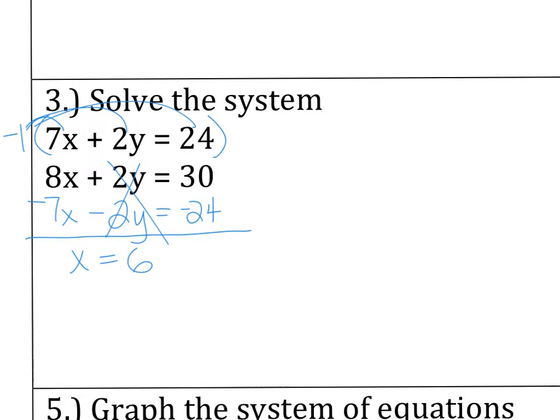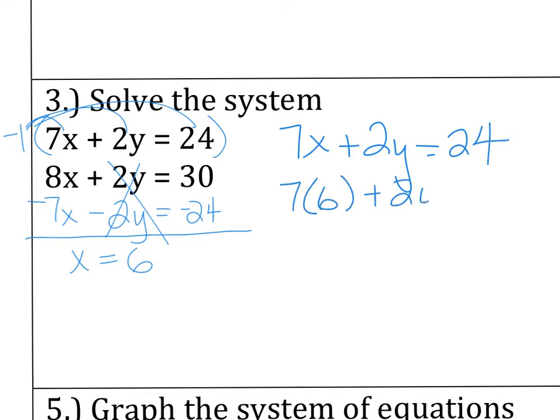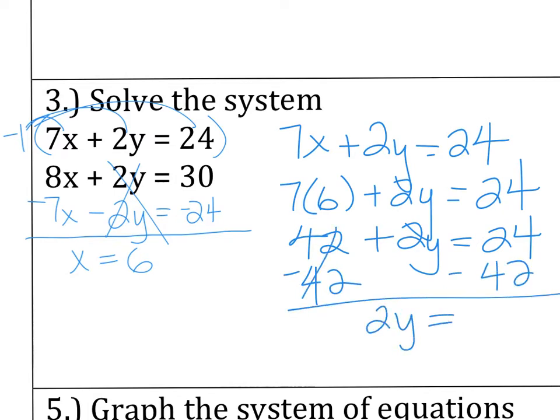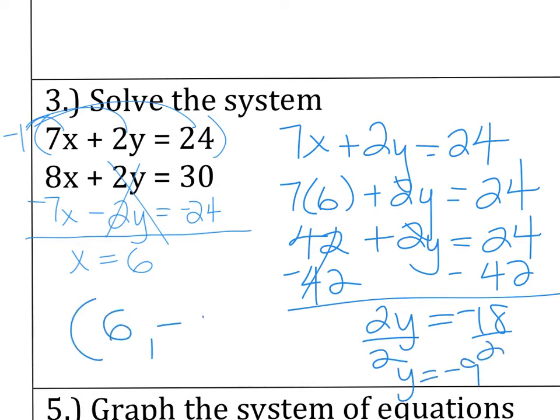Now that's only one answer. So I'm going to pick an equation and I'm going to plug in the 6. I got to find my y value. So 7 times 6 plus 2y equals 24. So this is 42. Next step is going to be subtract the 42. So 2y is going to equal 24 minus 42, which is -18. Divide by 2, y equals -9. So my answer is 6 and -9.